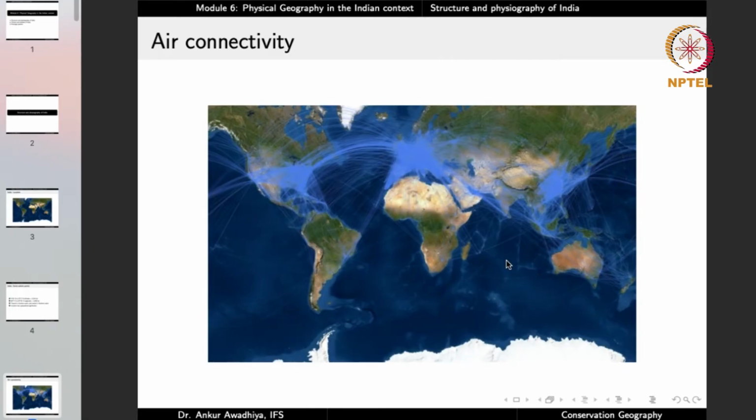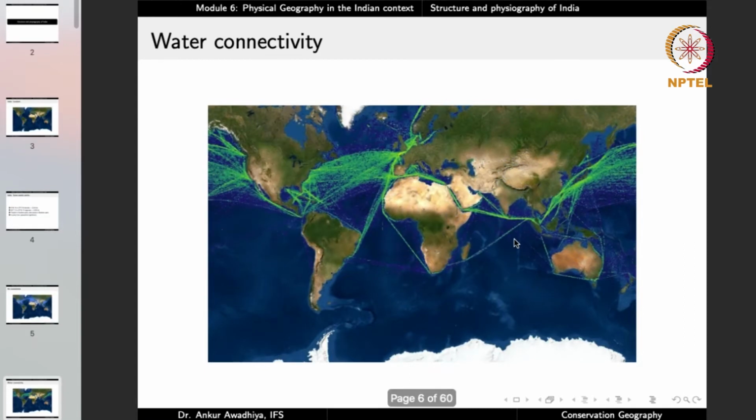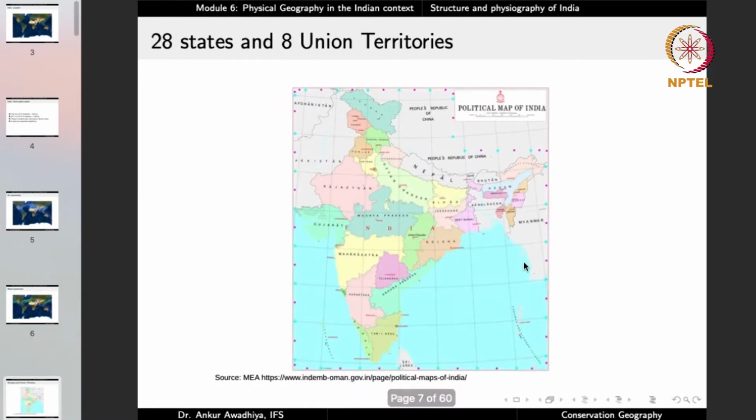If we talk about connectivity, in the case of air connectivity, India is fairly well connected, not as good as Europe or North America or, say, Japan and China, but it is fairly well connected. If you look at water connectivity, then most of the ships will use this route, and so they have to traverse through the Indian Ocean, which makes our position very strong.